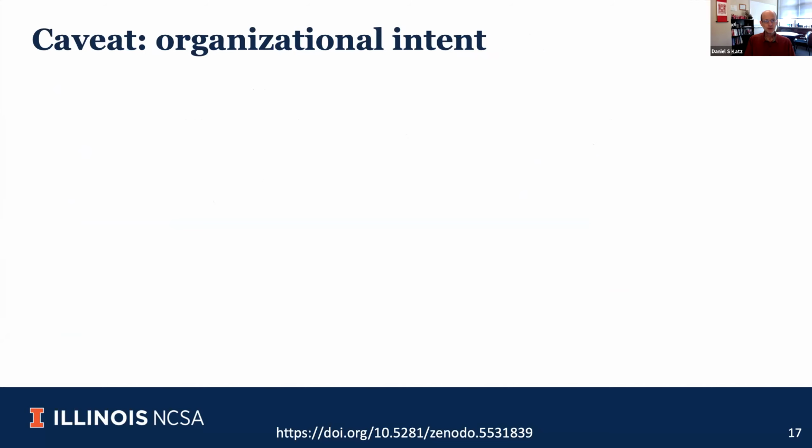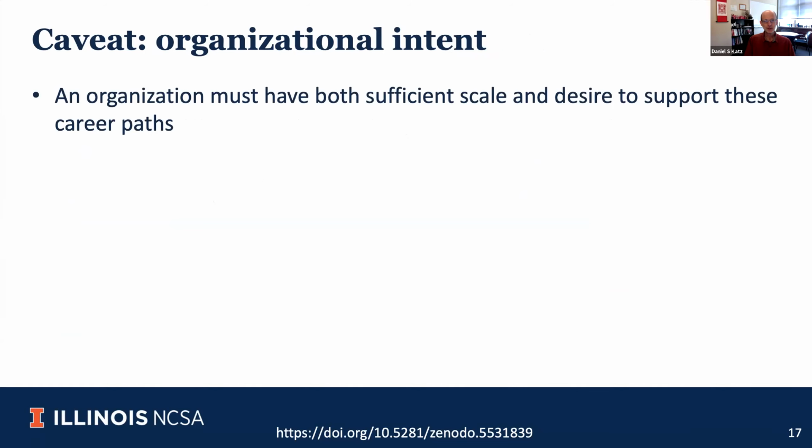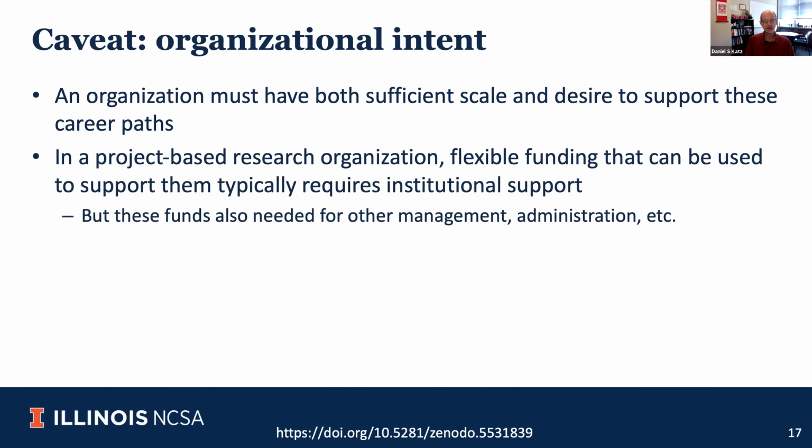I also should mention that there really is an organizational intent question that's worth mentioning. I said before that an organization has to have sufficient scale to support these career paths, but it also has to have the desire to support these career paths. And it really has to turn that desire into activity and funding. In a project-based research organization like NCSA, for example, the flexible funding that can be used to support these career paths requires some institutional buy-in, some institutional funding. But these funds are also used and needed for other management and administration and other things. So there has to be a choice made that this is something that's worth doing.